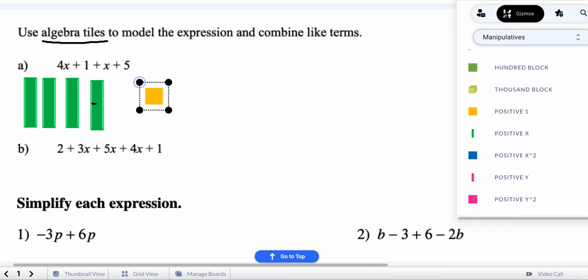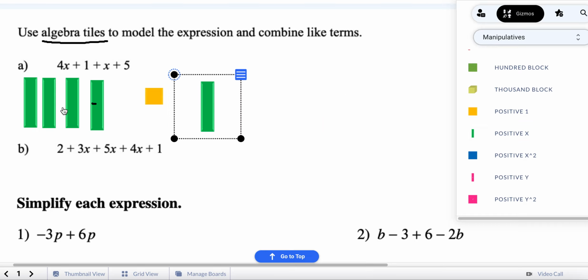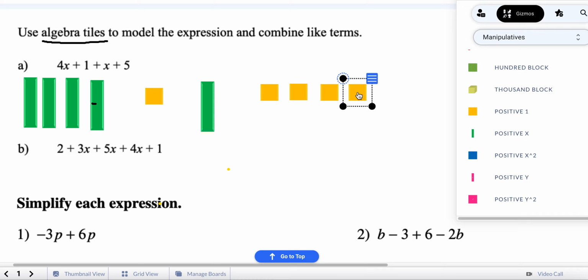Then my expression says that I have another x. So let's find another x. So here's my other x, 4x plus 1 plus x, and then it says plus 5. So I need another 5 units. I'm not going to take them from here because they're big. I'm going to use this one that I already have, and I'm going to make a clone. So here's 1, but I need 5 of those. So that's 2, 3, 4, and 5. And what I did is I just modeled my expression that is up here using algebra tiles. So we have 4x plus 1 plus x plus 5.